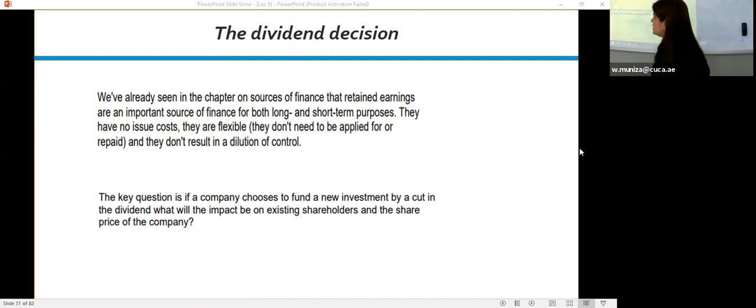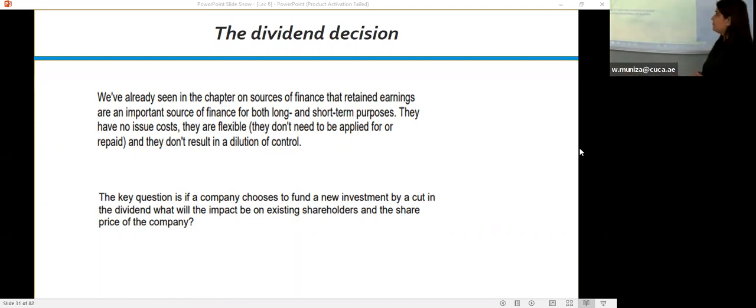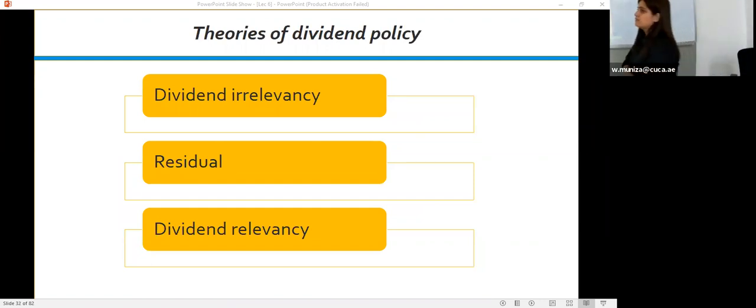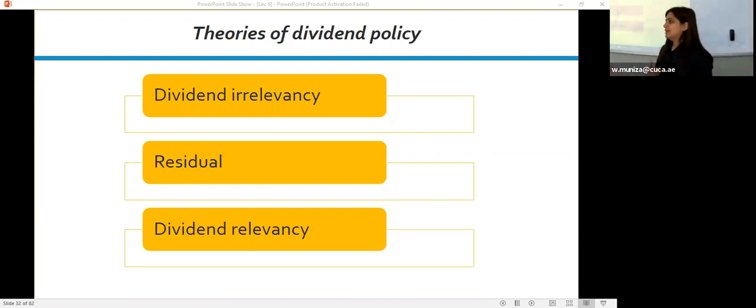Then the key question is, if a company chooses to fund a new investment by a cut in the dividend, what will be the impact on the existing shareholders and the share price of the company? Obviously, if there are no particular problems, then every company would want to finance the operations by using retained earnings. But they need to consider the demands of the shareholders as well and the demands of the market in which the company is operating. So we can consider three types of dividend policies. These are dividend irrelevancy, residual theory, and dividend relevancy theory.